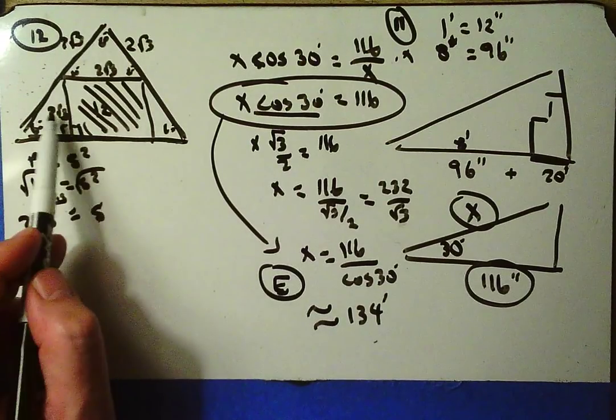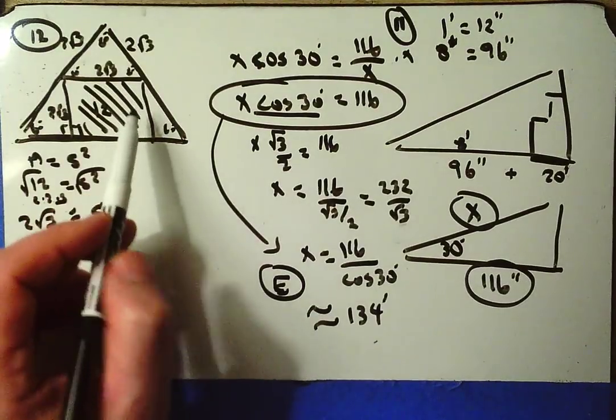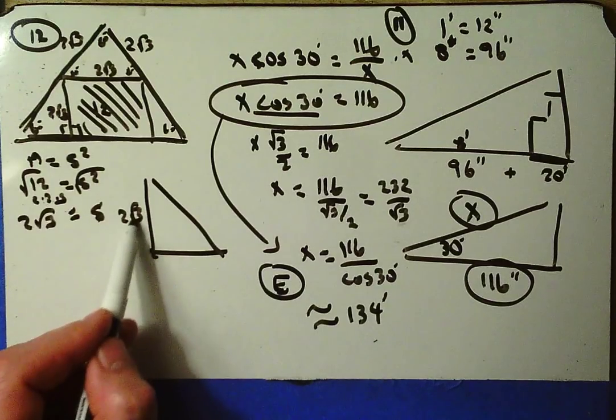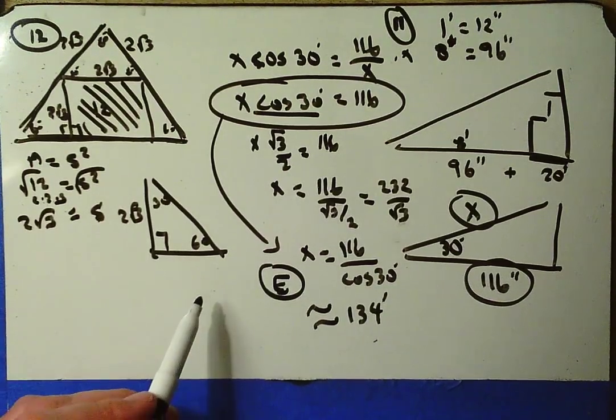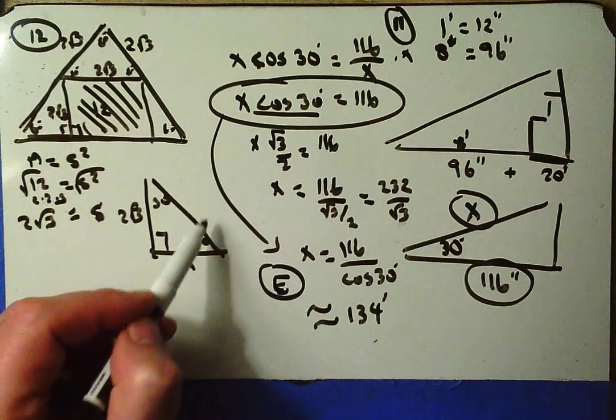Now down here, these triangles, in fact, are not the same as that triangle. We know that this is 2 root 3, this is 60, this is 30, this is 90. And I'm looking for how long is that, right? That's this piece here.